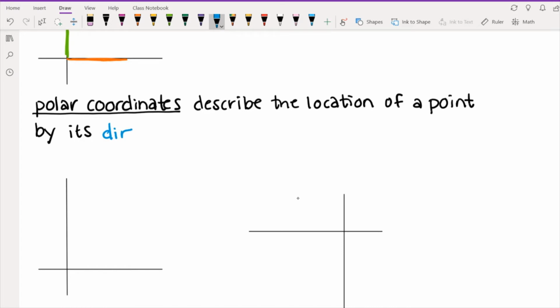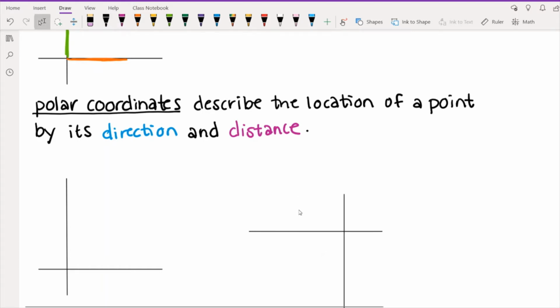And so direction we'll see is basically the angle at which it's located. And then the other thing we'll need is some idea of distance. And we'll see that distance is maybe not exactly the right word, but I think it gives the right idea of what we're talking about here.